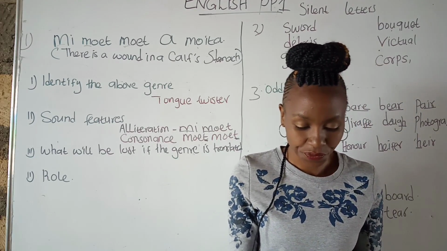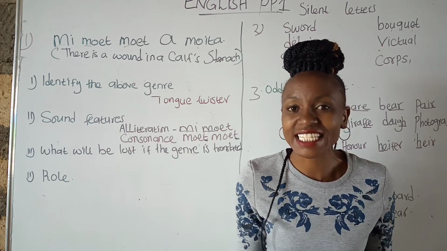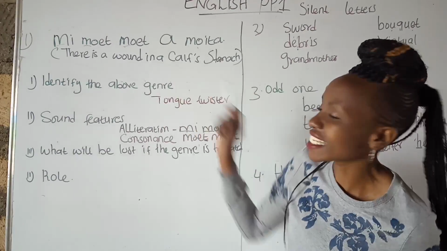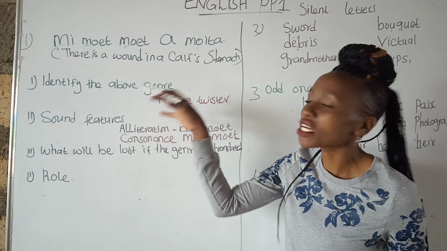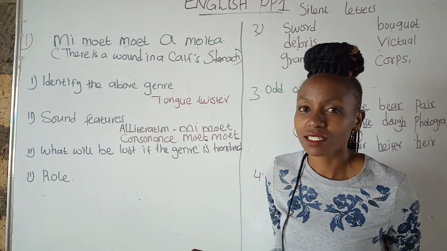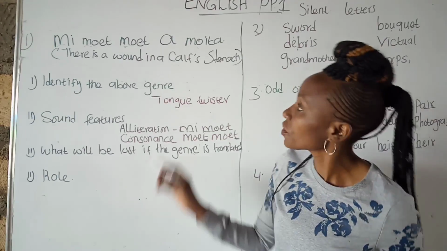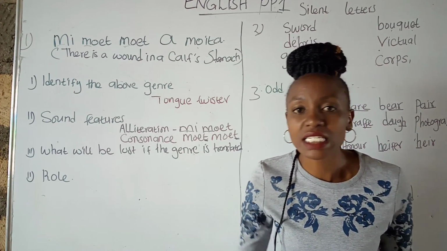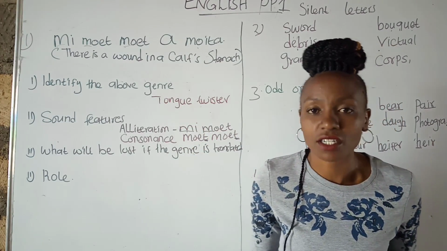Okay, let me read from my paper. What will be lost if the above genre is translated from its original language? It has already been translated, and it means there is a wound in a calf's stomach. So it's sounding different. What has been lost? So you have to use your eyes and see. First, you can see the sound features have been lost. We don't have the consonance, we don't have the alliteration. So whatever has been lost is the sound features, and then quote alliteration and the consonance.